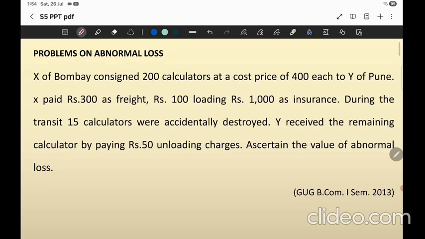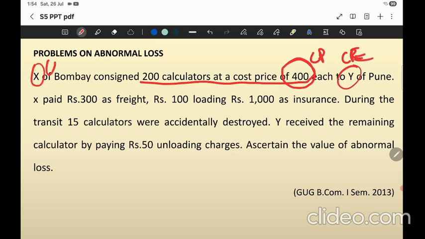X of Bombay consigned 200 calculators at a cost of 400 each to Y of Pune. We need this because we need the cost price. You need to underline or circle it so that you can solve easily. Who is Y here? Consignee. Who is X here? Consignor. X paid 300 as freight. We have seen that freight is a non-recurring expense. Loading, again non-recurring. We know that all the consignor's expenses are non-recurring expenses.